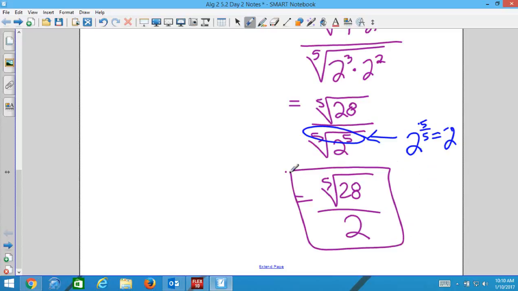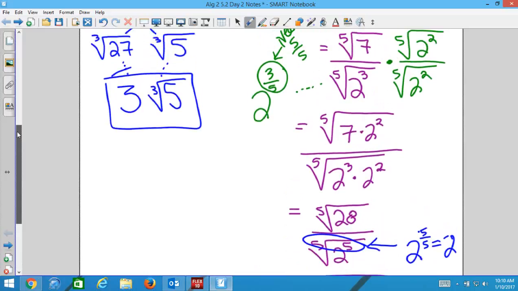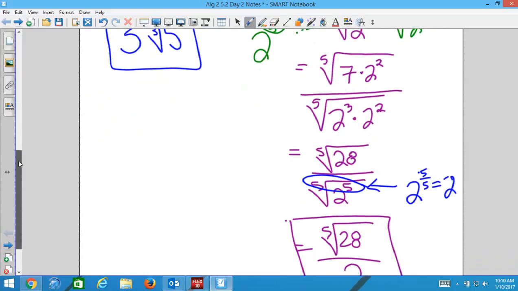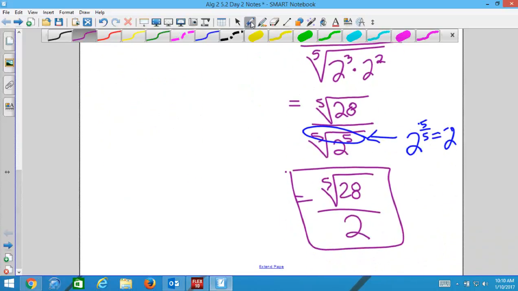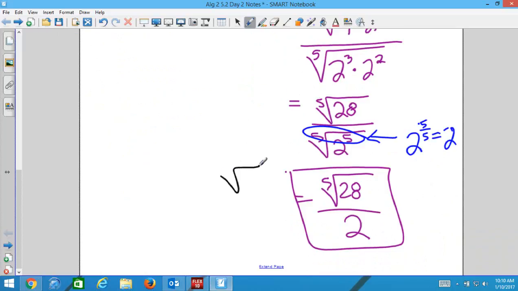The original question was what? The 5th root of 7 over the 5th root of 8. These two are completely equivalent. If I type that in my calculator and hit enter, or type this one in my calculator and hit enter, they'd be the same decimal. They just look completely different, but they are equal. Okay?